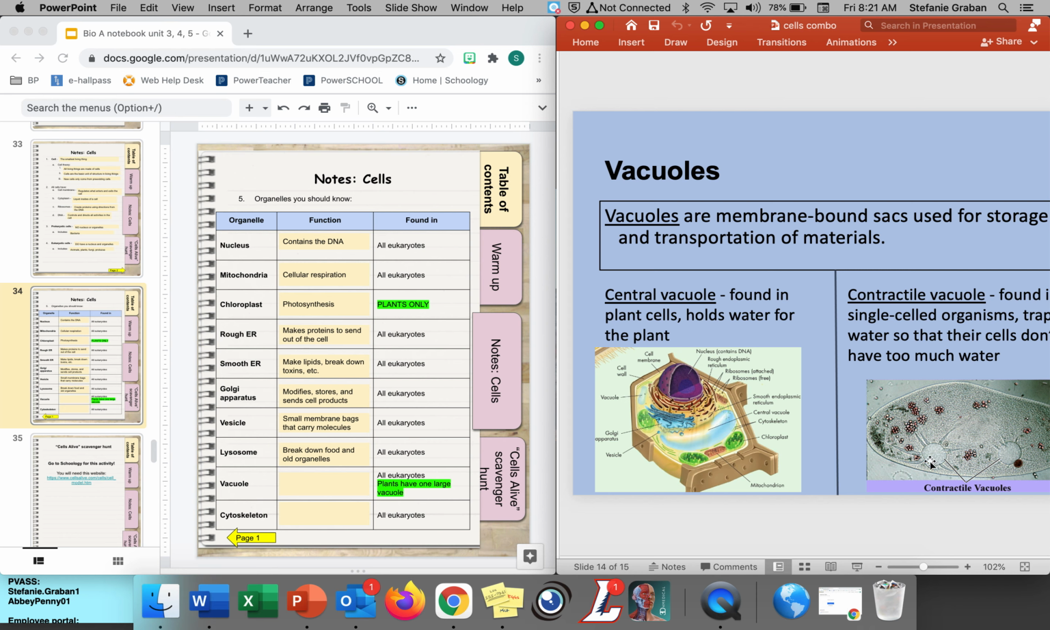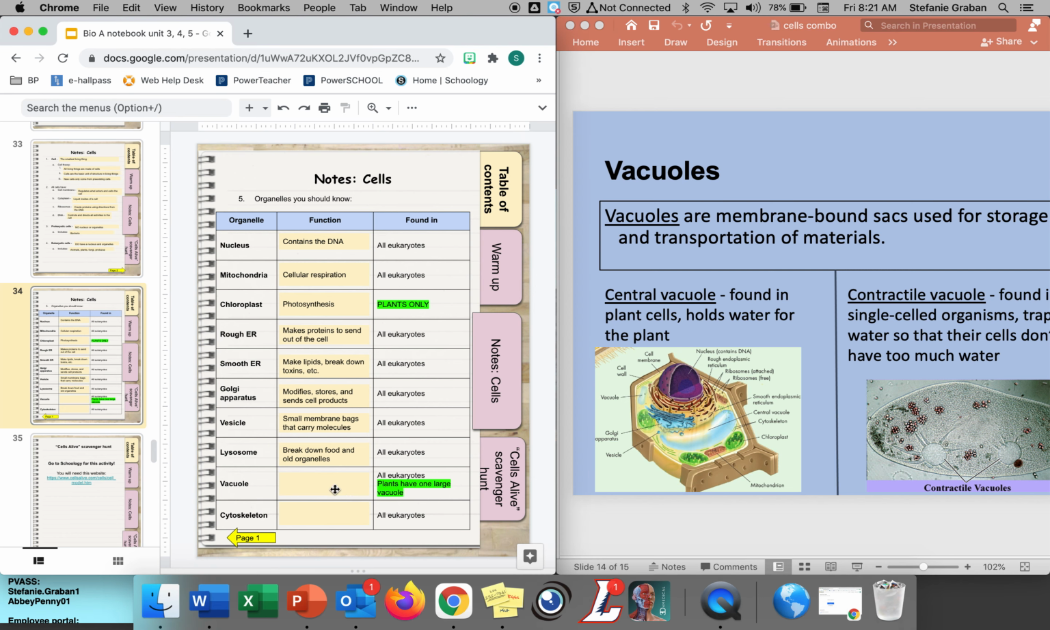There's also some smaller ones in these single-celled organisms that will release extra water. They're called contractile vacuoles. You should remember that plants have one large vacuole. That's why I highlighted it there.